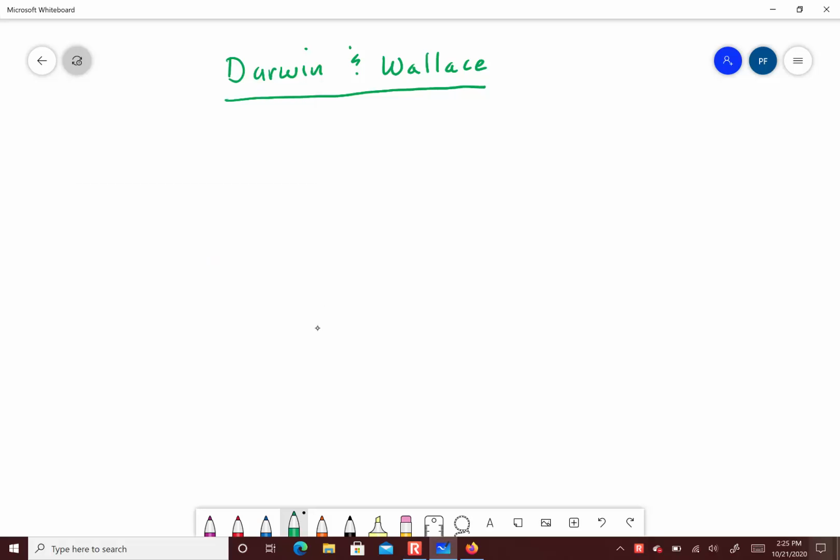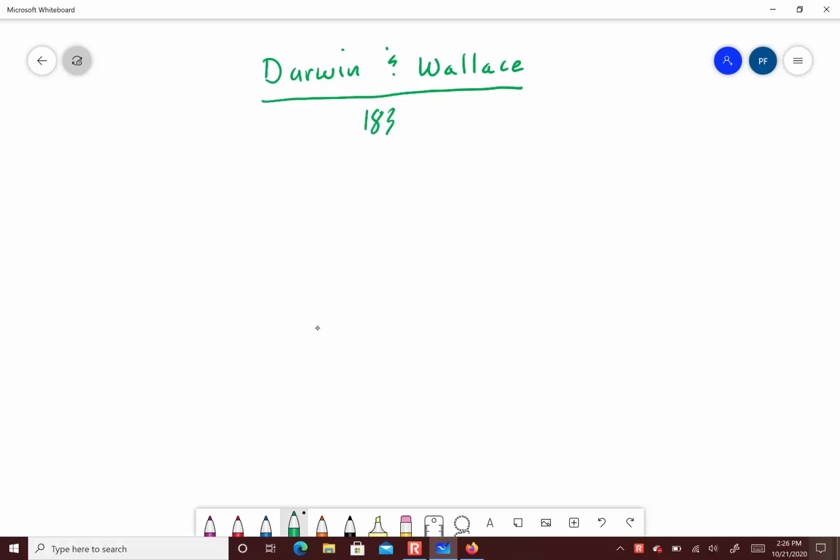All right, class. So the modern day theory of evolution came from Charles Darwin and a person named Alfred Wallace. Both of these guys were doing similar kinds of things around the same time, so this is kind of like the 1830s to 1840s in time. And Darwin was working with lots of plants and animals.